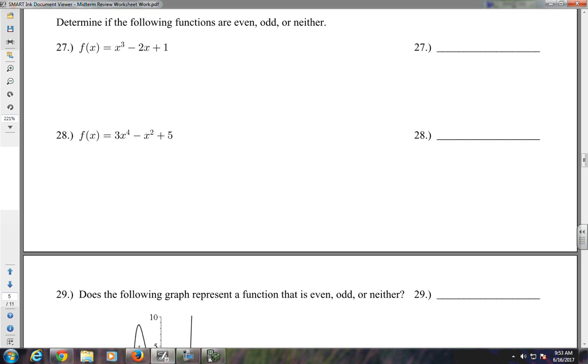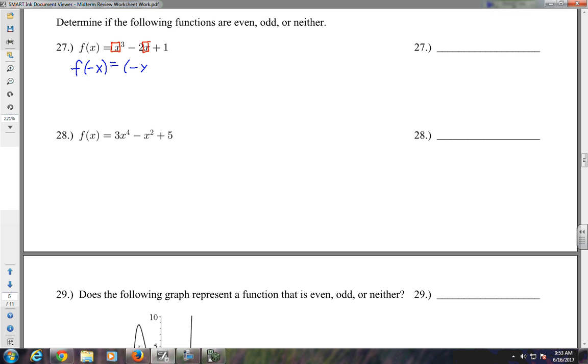Let's work on dealing with even and odd functions in this section of the review. Number 27, determine if the following functions are even, odd, or neither. To determine if a function is even or odd, we're always going to start with the same test. We're going to replace all the x's in the function with negative x's. So everywhere I see an x, I'm going to replace it with negative x.